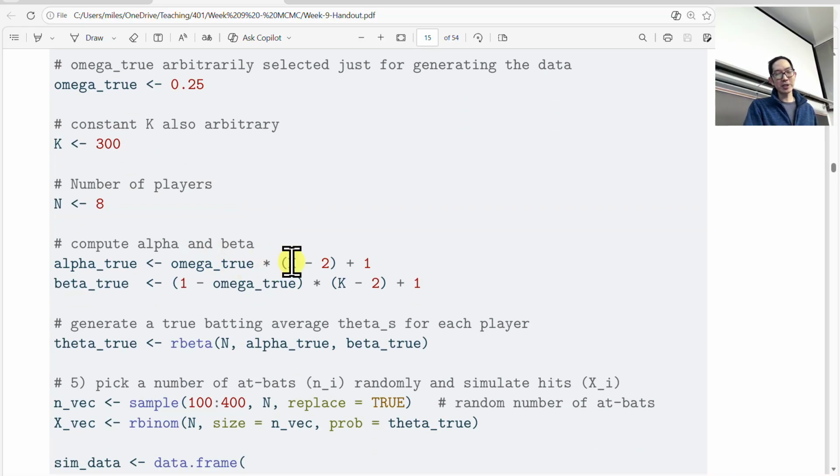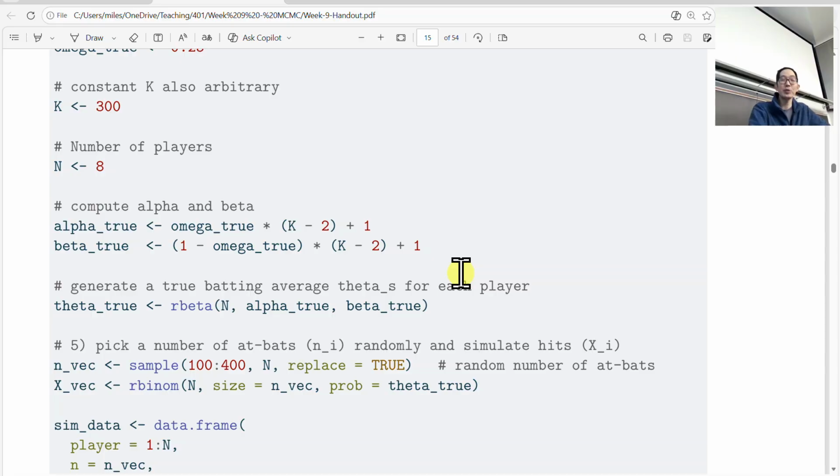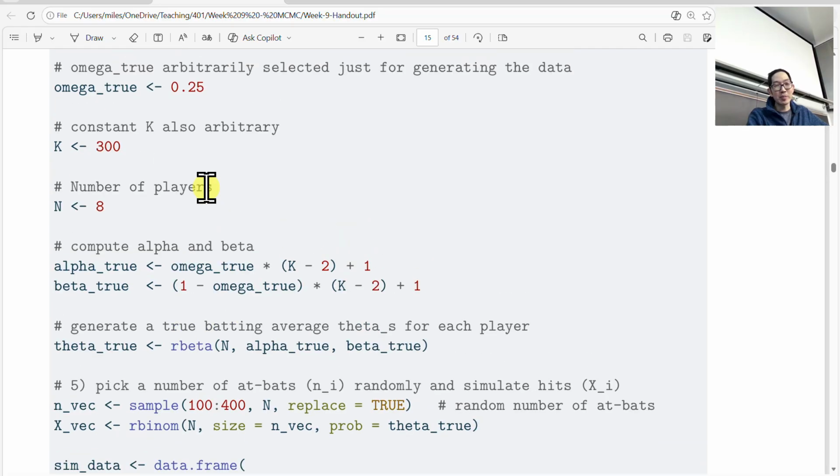Okay, and so using the formulas, we'll get a true value for alpha and a true value for beta. I don't actually know what that's going to be. 0.25 times 300, so around 75 off by a tiny fraction, and around 225 off by a tiny fraction. Okay. And then from there, I'm going to generate 8 random values from this beta distribution. Some of the players will have higher theta values. Some players will have lower theta values. They will be centered around approximately 0.25, but I've got 8 different players. And so we have that.